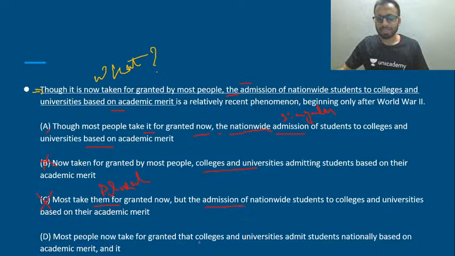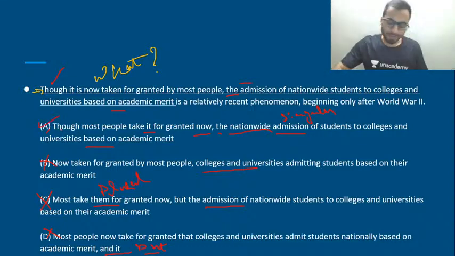D. Most people now take for granted that colleges and universities admit students nationally based on academic merit, and it is a relatively recent phenomenon beginning only after. Here we are using conjunctions. And is used when there is no contrast, right? Here, instead of and, I would rather use a but, right? Remember that your sentence begins with a though or an although, right? So here, instead of an and, a more suitable conjunction would be but, and the construction is also very, very awkward. That is why I'll go with option A, right? Good job.